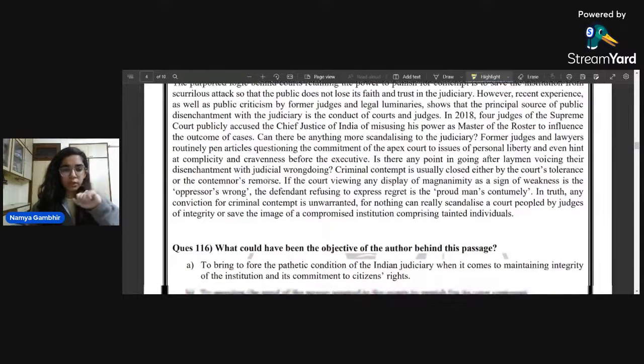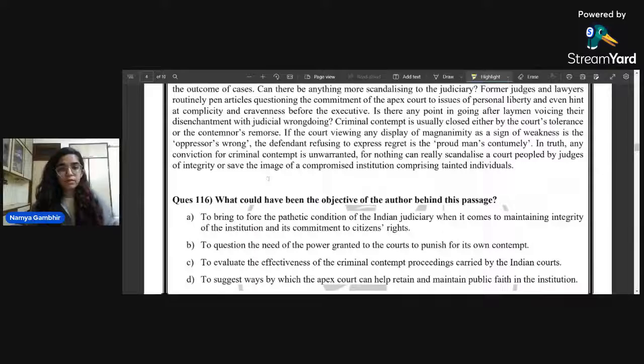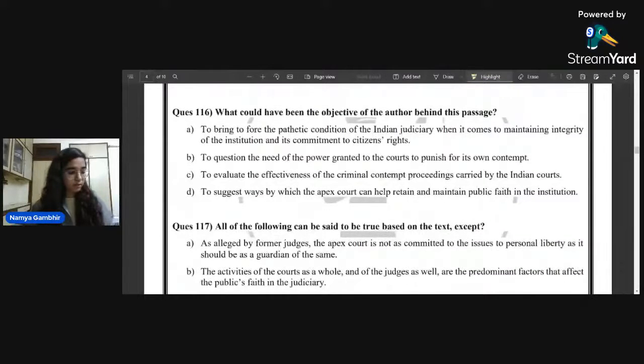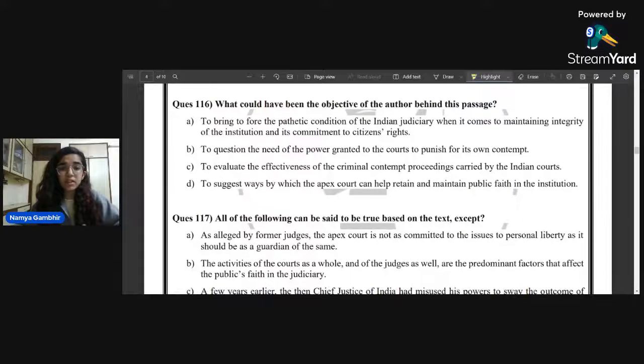Now we can move to the questions. What could have been the objective of the author behind this passage? The first option says, to bring to fore the pathetic condition of the Indian judiciary when it comes to maintaining integrity of the institution and its commitment to citizens' rights. If you look at this option, it seems way too broad, because it's talking about the overall condition of the Indian judiciary as a whole. The scope of the passage was actually very limited when it comes to option A.